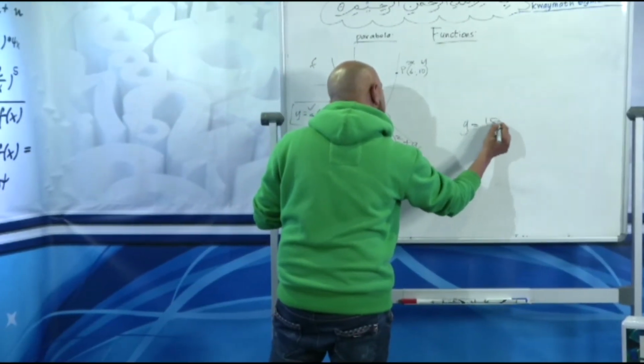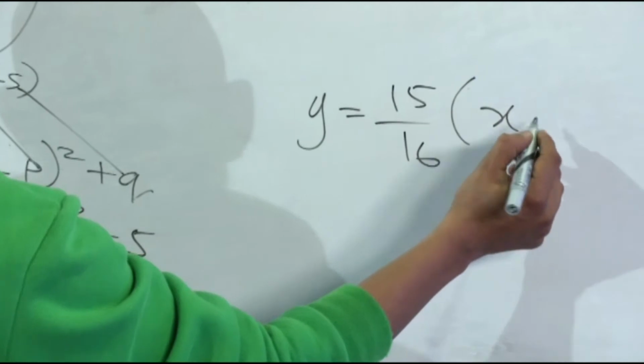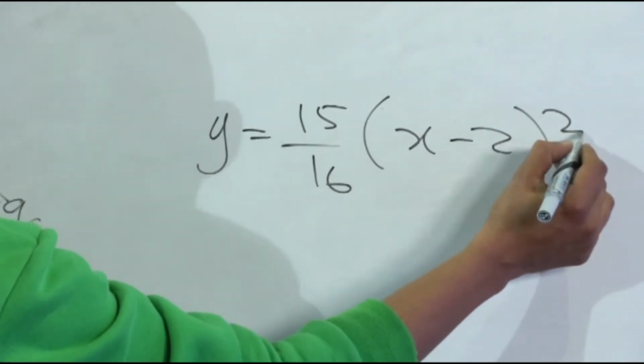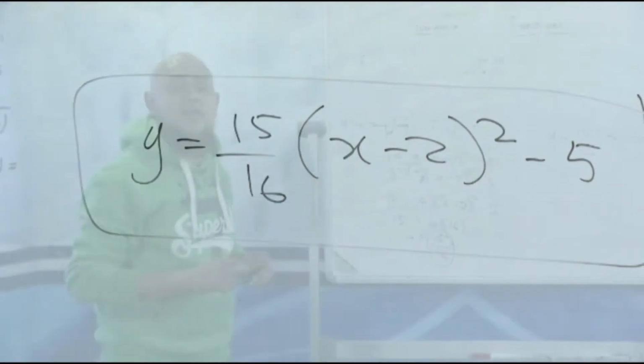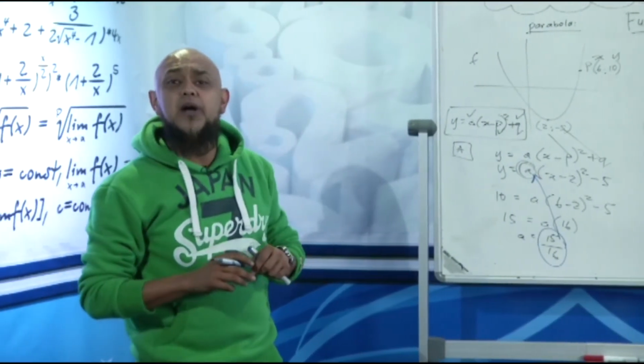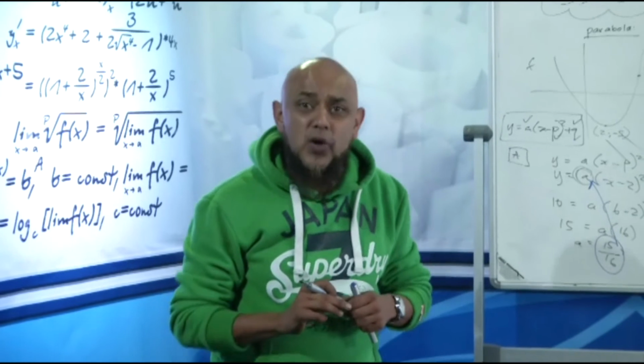And that's your final answer. y is equal to 15 over 16, that's your a, into x minus 2 squared minus 5. And there we go, boys and girls. We've now determined the equation of a parabola where the turning point is given.